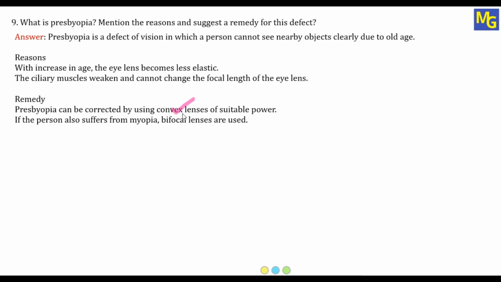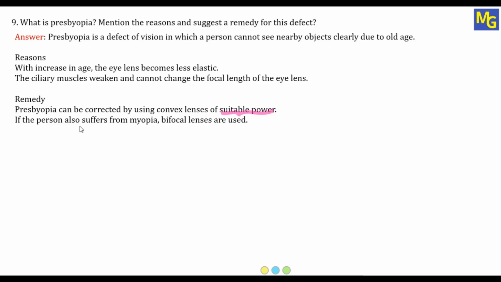You have to go to the doctor, you have to get a checkup, and you have to see at what distance you are not able to see the object. And depending on that, the lens will be suggested. Means a suitable power lens will be suggested to the patients.